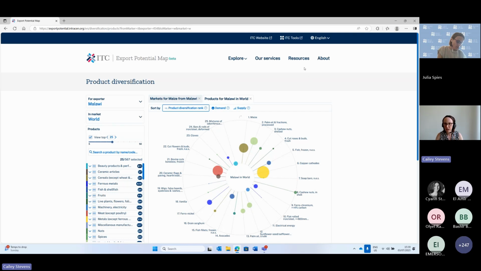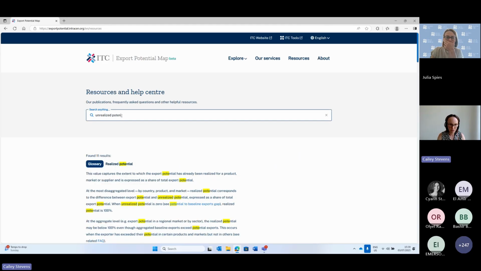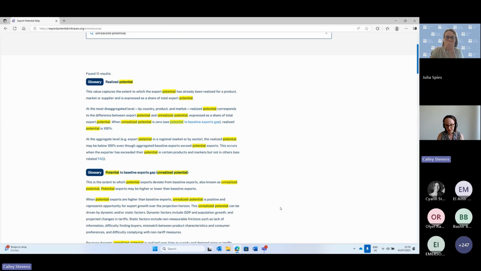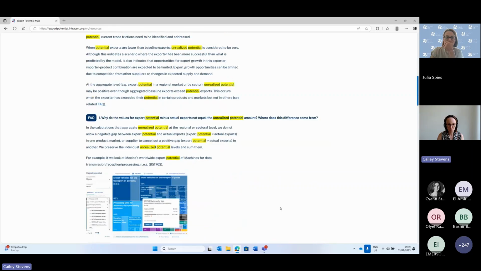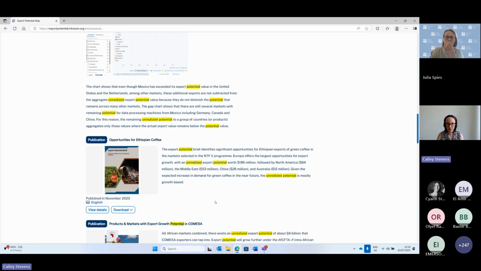So if you click on resources, we have this new and improved help center, which actually includes the ability to search across all our resources pages. So for example, if you want to type in unrealized potential, you will find the glossary entries that include references to unrealized potential. It will include the FAQs that reference unrealized potential, as well as the publications that talk about unrealized potential.